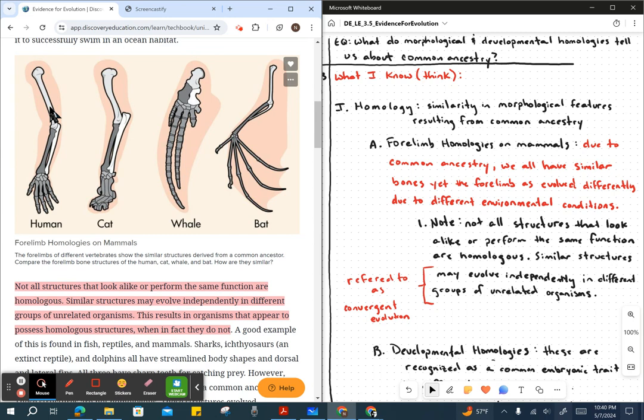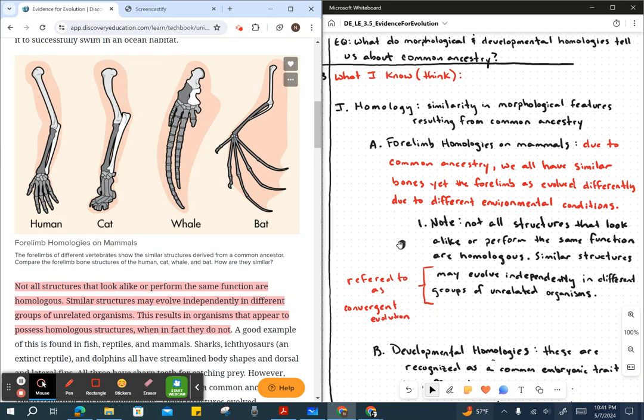Again, similar bone structures. We all have a humerus bone. That's that proximal gray bone there. We all have a radius and an ulna. We also have our carpal bones and our metacarpal bones, right? Carpal bones and metacarpals in each case. So these are what we refer to as homologies or homologous traits.